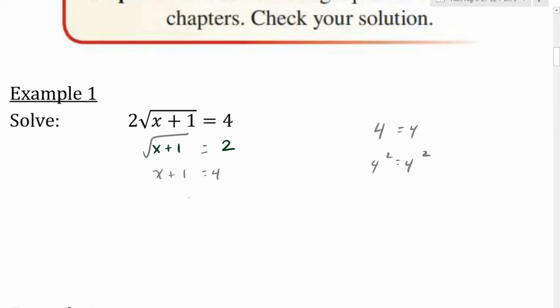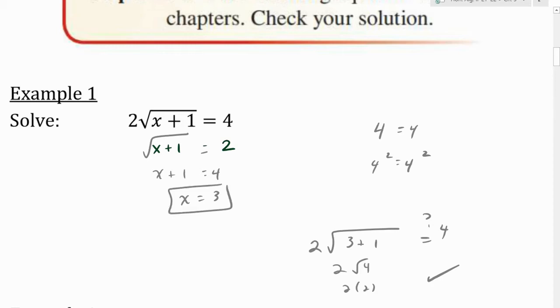And then if I subtract 1 from both sides, I'm going to get x is 3. Let's double check, make sure this actually worked. Is that 4? It sure is. X is 3.